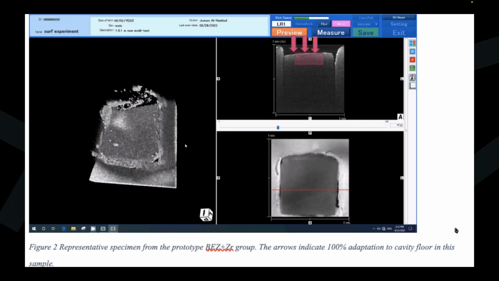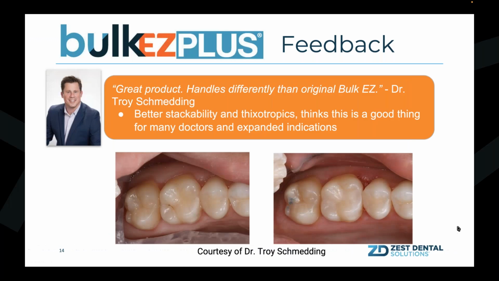Look at Bulk Easy Plus, 100% adaptation to the cavity floor, and you can assume it's the same in the box. So that's what brought people like Troy Schmedding in. And you know what he's got to say here.